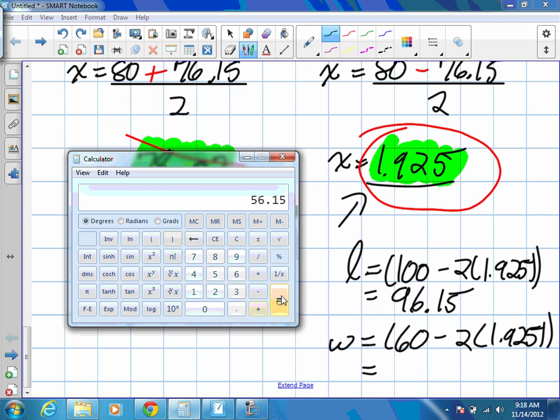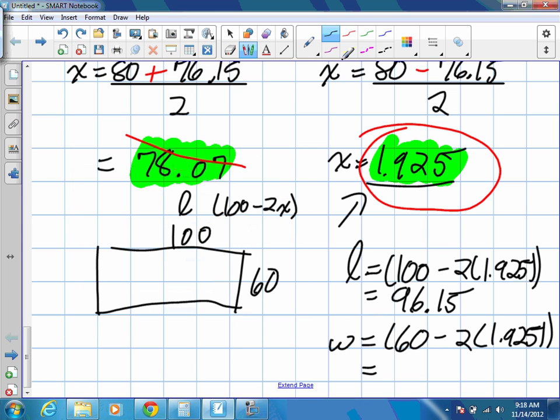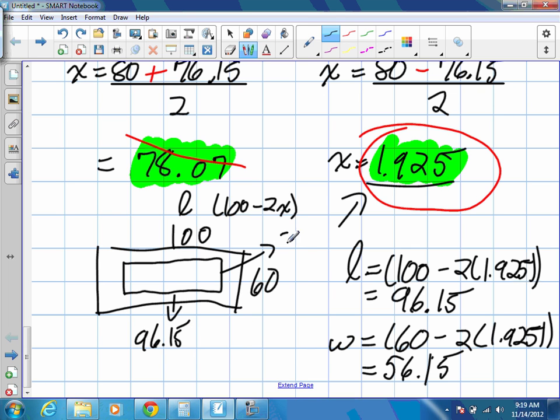Verify that. Okay. So if these are the new widths and lengths, if the new length is 96.15 and the new width is 56.15, let's figure out if that area makes sense. How big was the area supposed to be? That's right. Remember, this was our old area. So let's see if these numbers make sense. We know how to do area, right? Area is equal to length times width.